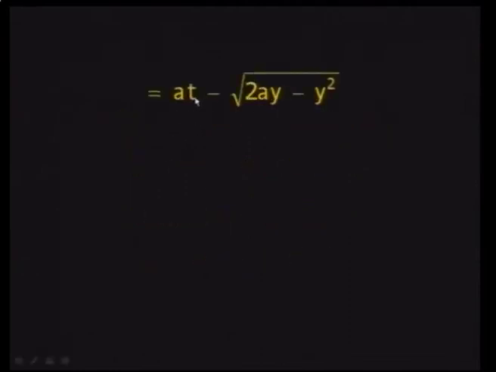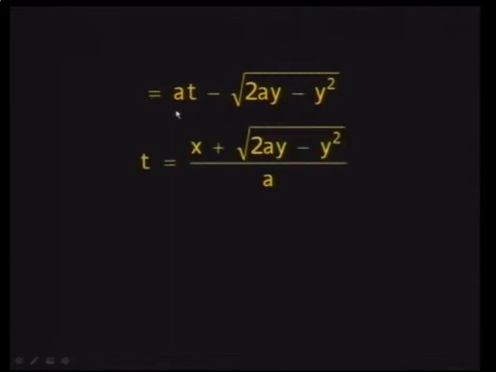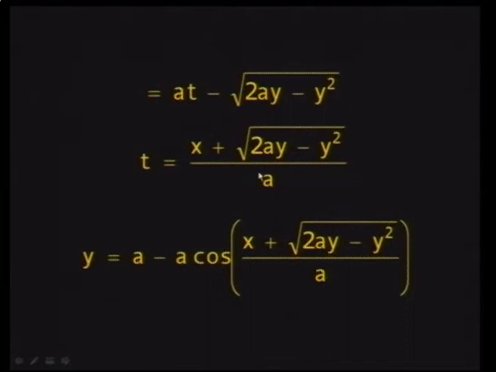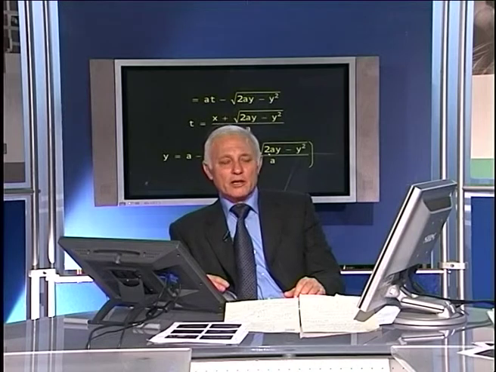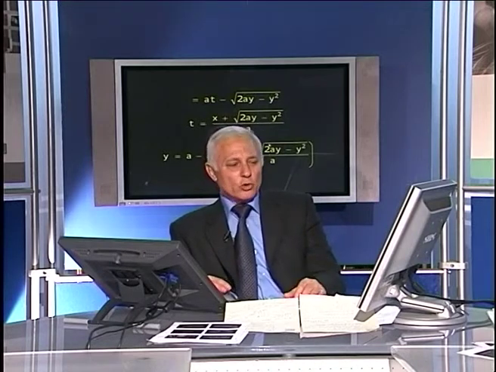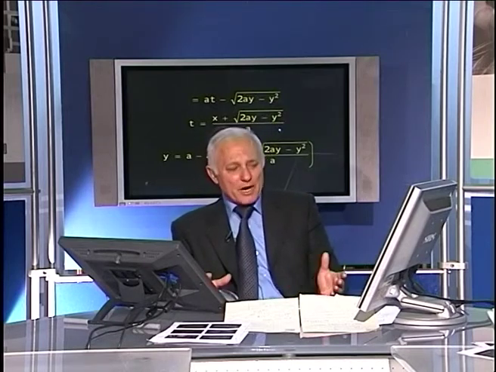From here, since sine t is equal to the square root of this, at the end I can calculate the value of t, which is equal to x plus the square root of ay minus y squared, divided by a, and from there on I can get y, because y is equal to a times 1 minus cosine t. So at the end I obtain something like this, and this is actually not easy. This is an implicit equation relating x to y, and I cancel t between the two equations. So you see it's not easy all the time to cancel out a parameter between two parametric equations.